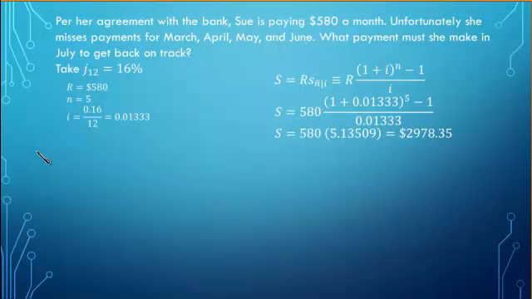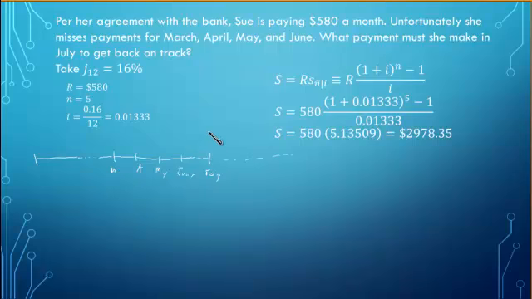So here is our timeline. Always draw your timeline. So she's making all her payments. Then she misses March. Then she misses April. Then she misses May. And then she misses June. And of course then she wants to pay in July. And then of course she continued making payments after that. So what we need to do then is simply find out what the future value of these payments is.